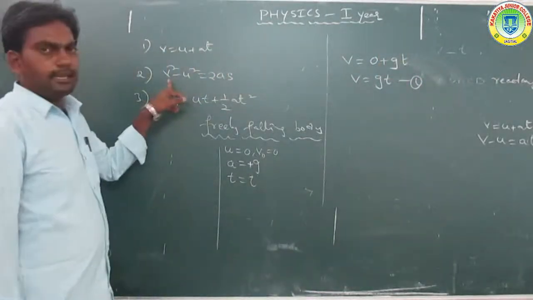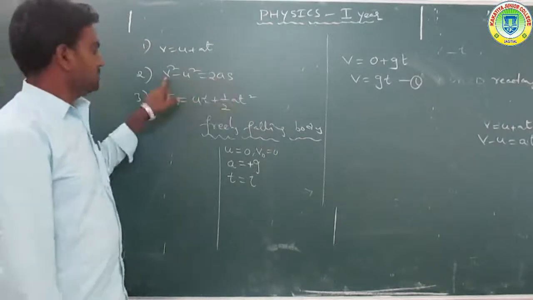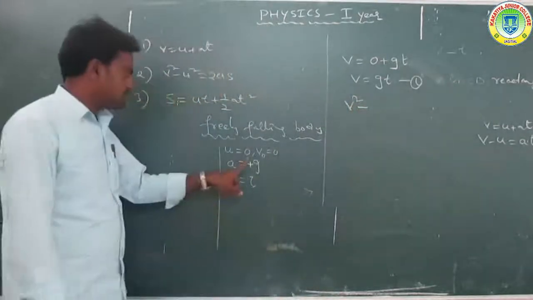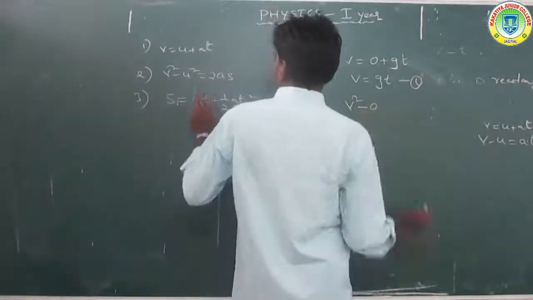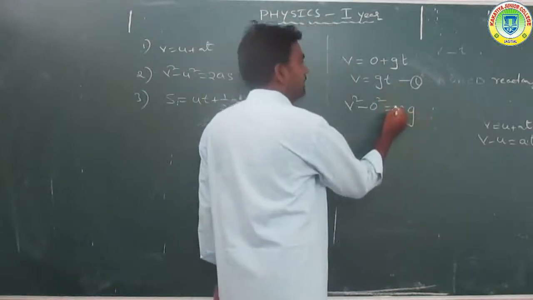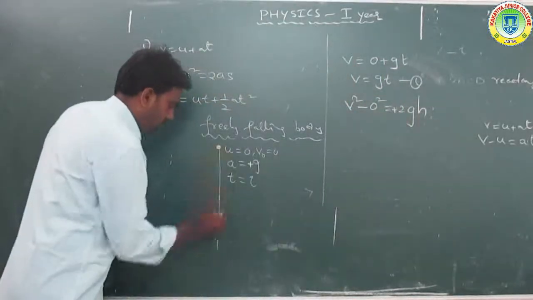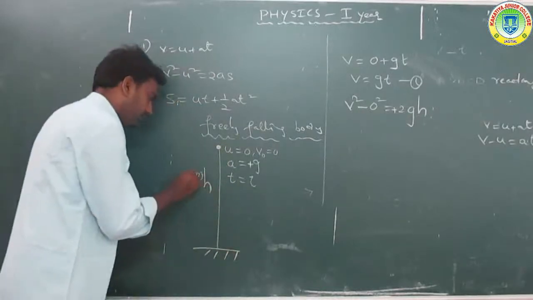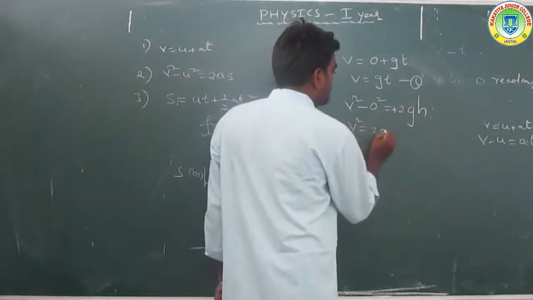Now substitute in the second kinematic equation, v square minus u square is equal to 2as. So v square, and u square is nothing but the initial velocity, which is 0. So v square is equal to 2 times a, where a is plus g, and s is h. Here s is h, the height, or similarly the displacement. So v square is equal to 2gh.